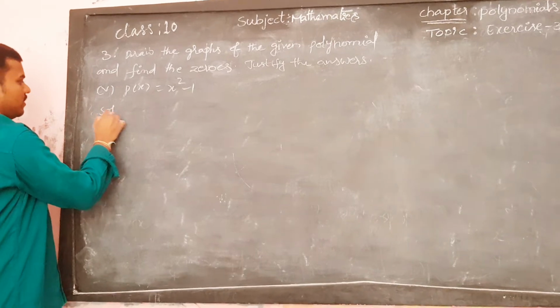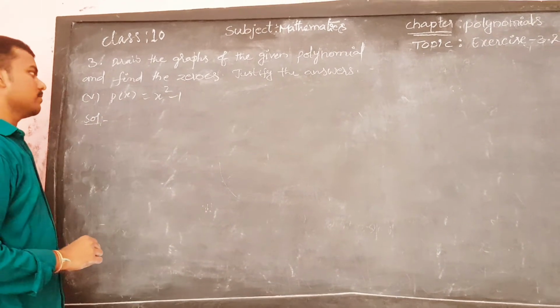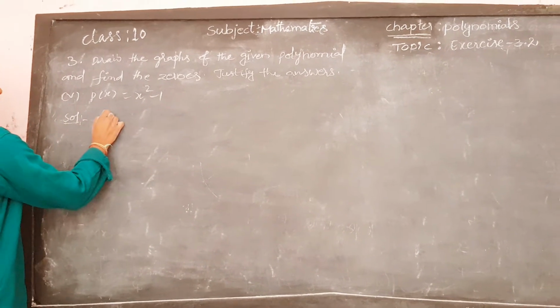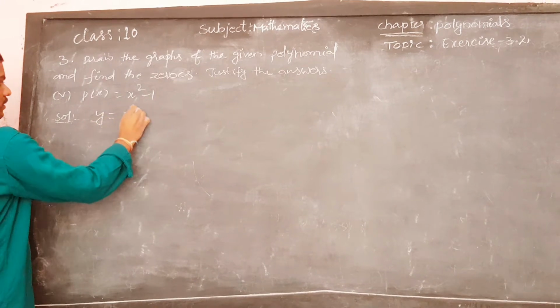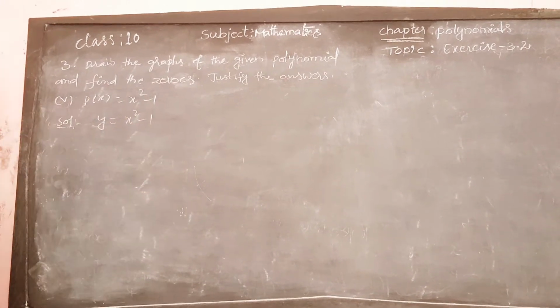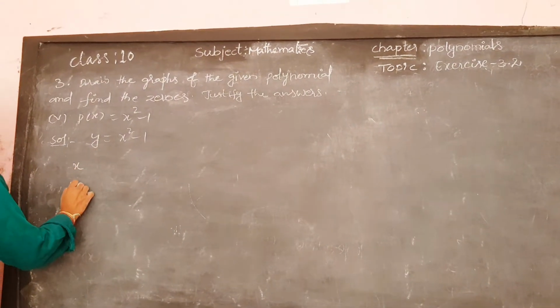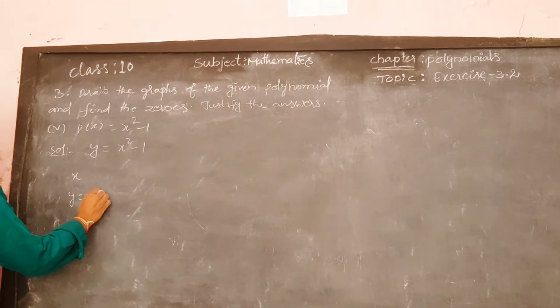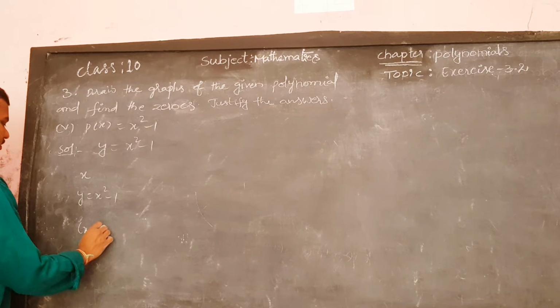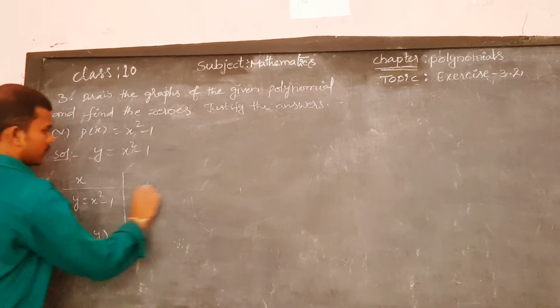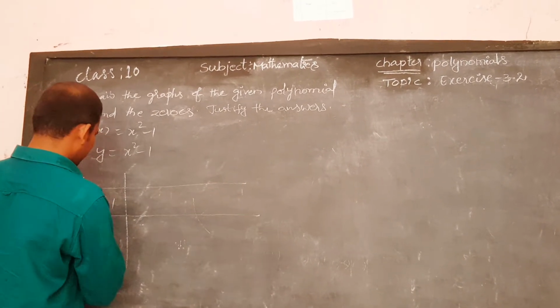Question: p of x is equal to x square minus 1. Let y equal to x square minus 1. So x coordinate and y is equal to x square minus 1, pair of x comma y. So table, fill the table.